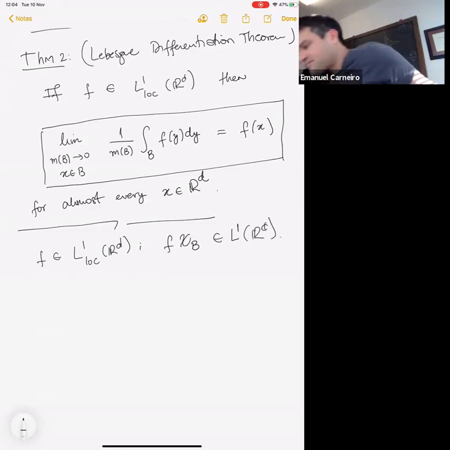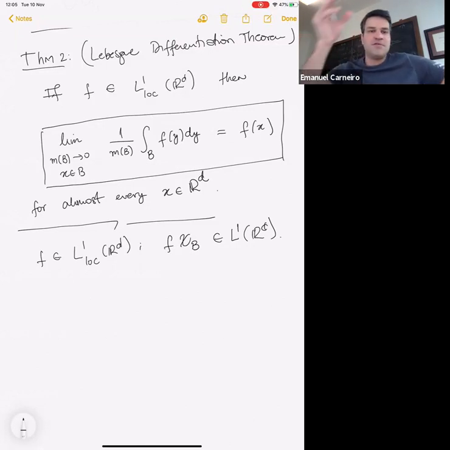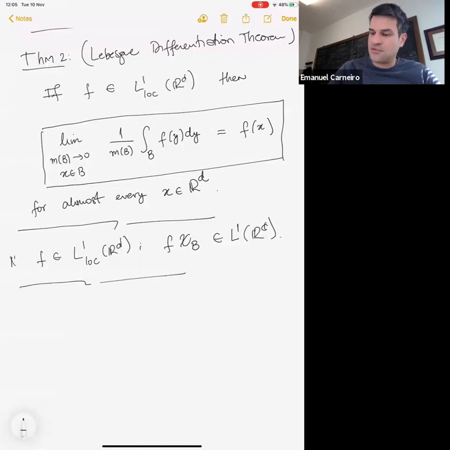Okay, it's just a note. A function that is locally integrable doesn't need to be integrable in the whole space. But if you multiply this function by the characteristic function of a ball, then this becomes integrable. A function which is constant equal to 1 in the whole space is of course not integrable in the space, but it's locally integrable. Locally integrable means that you can integrate your function over any ball. Or in other words, if you multiply your function by the characteristic function of any ball, this is integrable in the whole space.